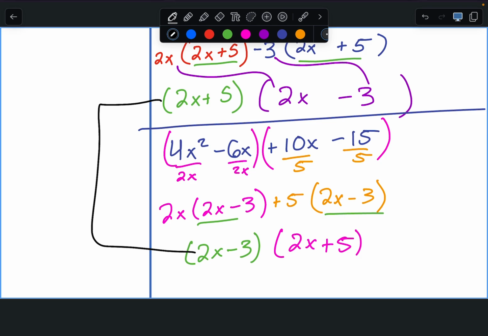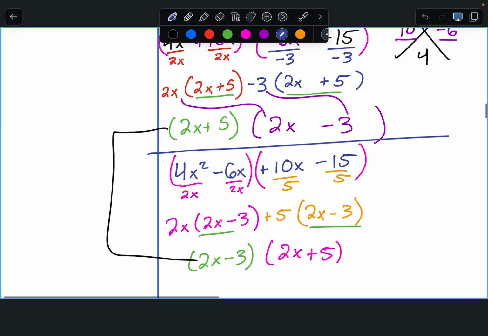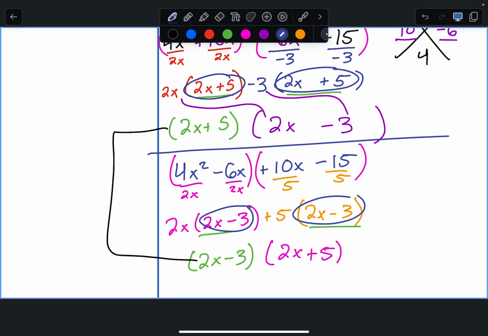But because it's multiplication, you can flip-flop. So when you put those two in and you split the middle, the only part that changes is your common set of parentheses, or your greatest common factor. In this one it was 2x plus 5, and in this one it's 2x minus 3. But they just kind of interchange roles, okay?